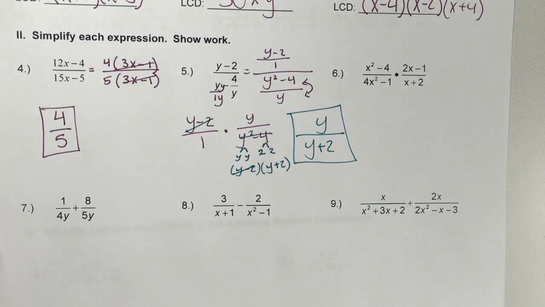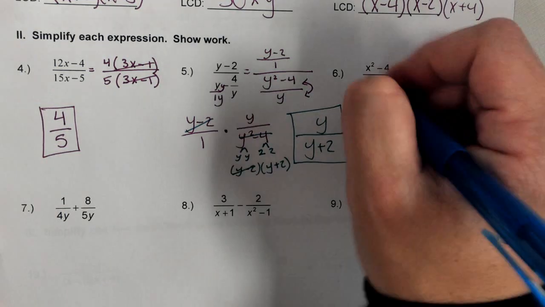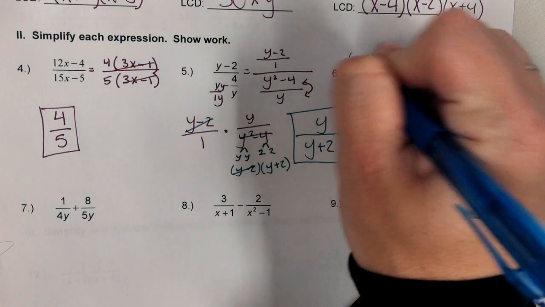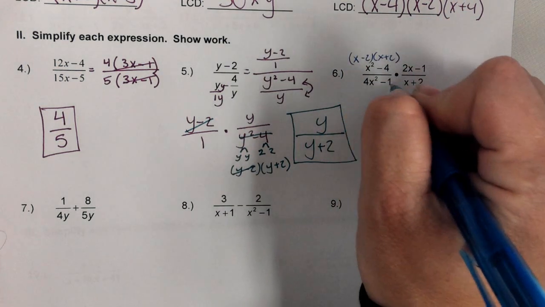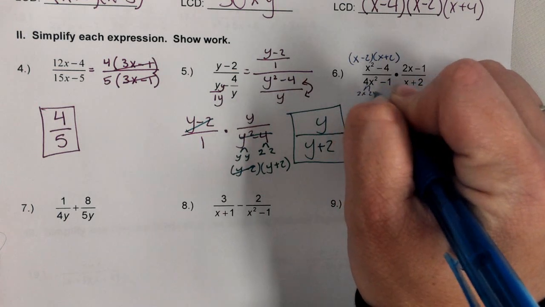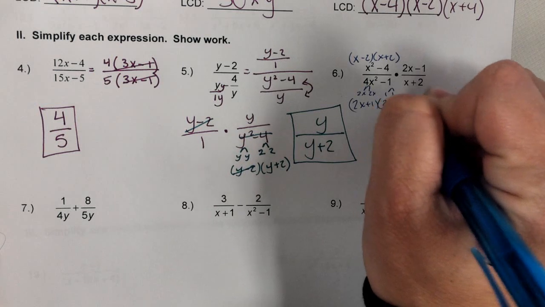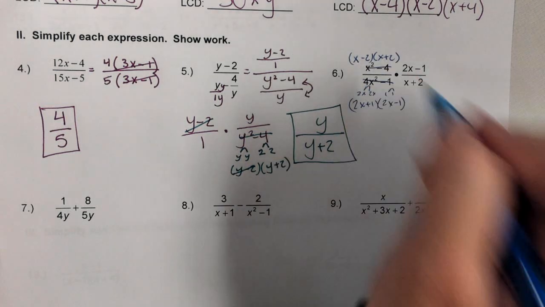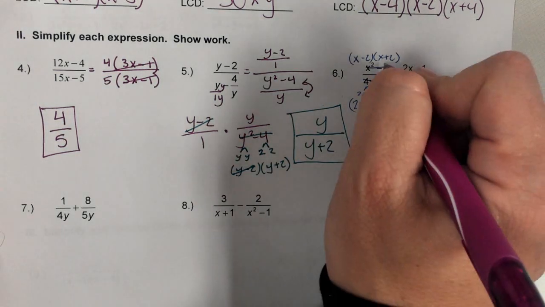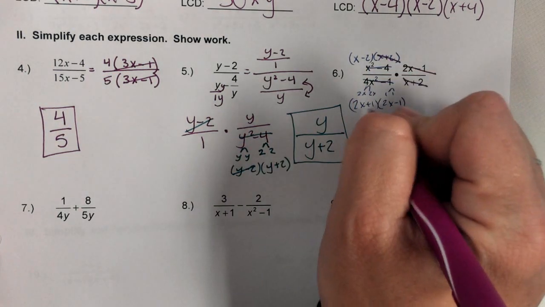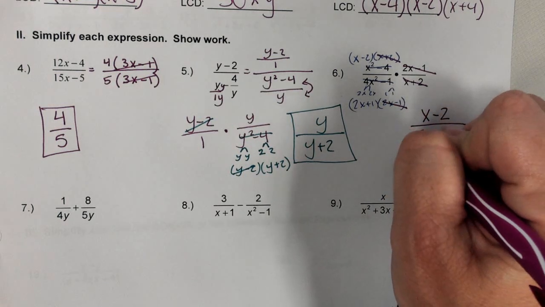Okay, so let's look at number 6. Remember, we need to factor all 4 pieces. It's already put in multiplication for us. So this is going to become x minus 2, x plus 2. It's a perfect square minus a perfect square. Also a perfect square minus perfect square, except 2x, 2x, 1 and 1. So 2x plus 1, 2x minus 1, and neither of those factor any further. Well, x plus 2's cancel. 2x minus 1 cancels, and I'm left with x minus 2 over 2x plus 1.